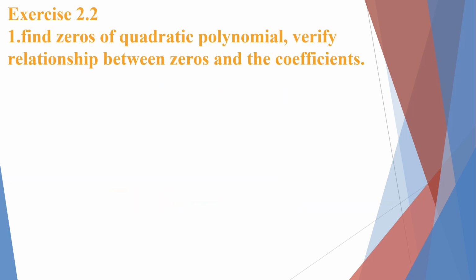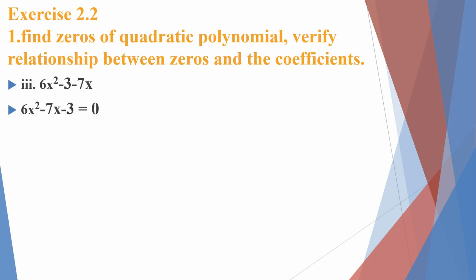Let's move on to the exercise sums. Exercise 2.2, find zeros of the quadratic polynomial. Verify the relationship between zeros and the coefficients. First we are going to find the zeros, and then with the help of the zeros we are going to find the sum of its zeros and then the product of its zeros. After applying in the formulas we are going to check whether we are getting the coefficients of the equation equal to the sum and product of the zeros of the polynomial.